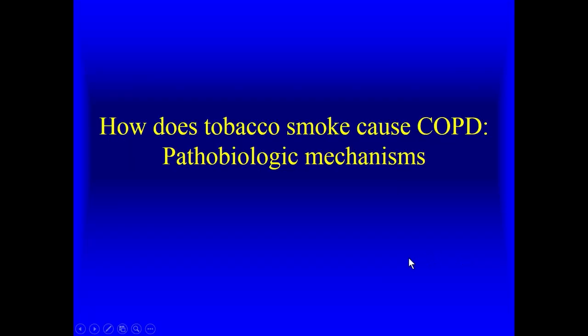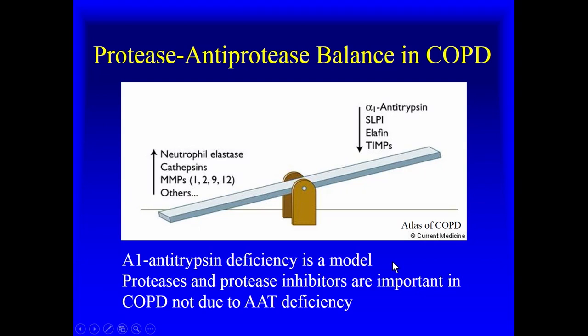Now we'll move on to pathobiology mechanisms of how tobacco smoke causes COPD. The traditional model of COPD is a balance between proteases and antiproteases in the lung. The most classic antiprotease is alpha-1 antitrypsin, and the other proteases we talk about are neutrophil elastase, cathepsins, and macrophage metalloproteinases. In the normal lung, these are balanced, but these become imbalanced in COPD and lead to excess lung destruction. As I mentioned, alpha-1 antitrypsin deficiency as a disease is a model of this protease-antiprotease imbalance, but proteases and their inhibitors are important in COPD not due to alpha-1 antitrypsin deficiency.